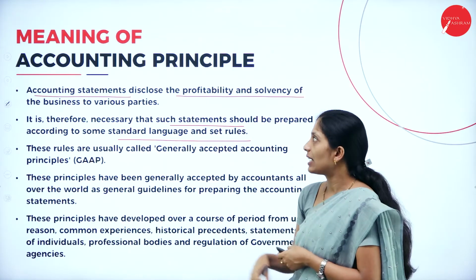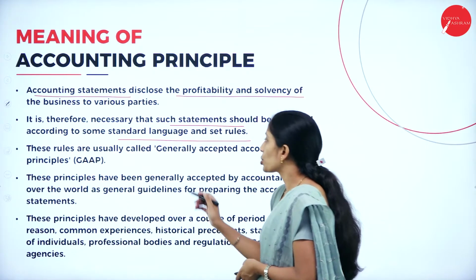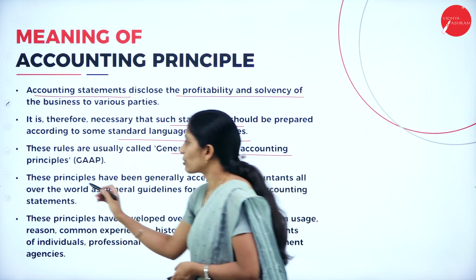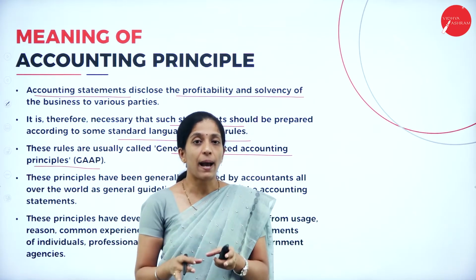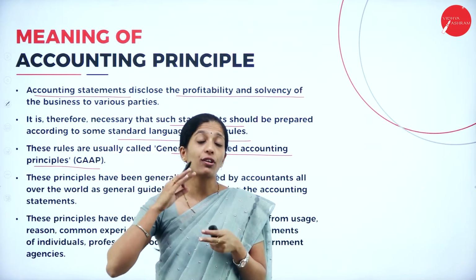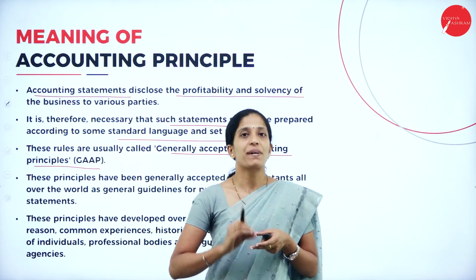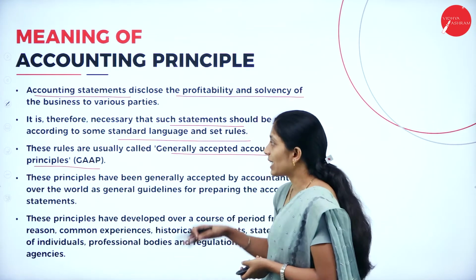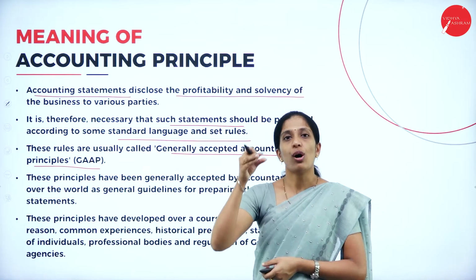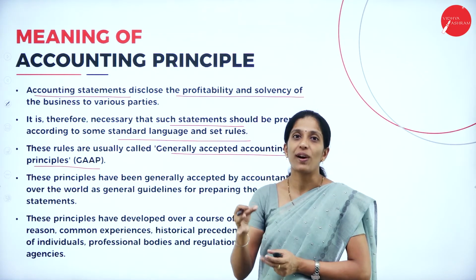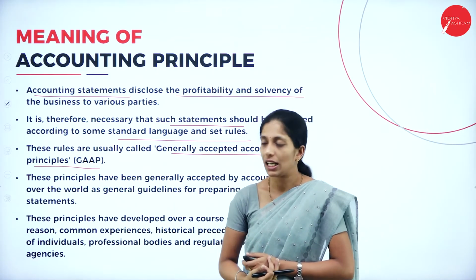So, for that reason, this accounting principle has been introduced. These rules are usually called generally accepted accounting principles, which we call GAAP. Now, what is this GAAP? In order to bring uniformity and maintain a standard in the accounting information, certain accounting principles have been introduced by generally accepted accounting principles, which contain all the principles that have to be followed while recording accounting transactions in order to get accurate accounting information.